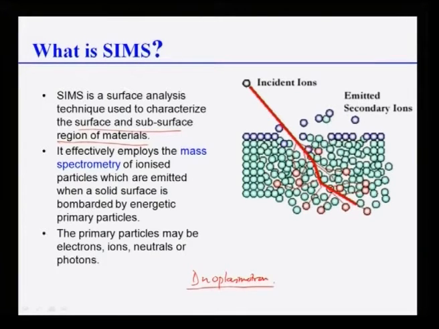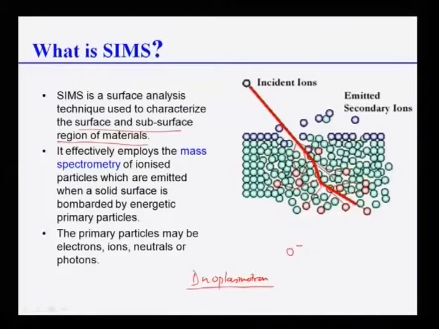It is the one which can create different ions, and it can create ions from different gases. Oxygen is commonly used in SIMS. Oxygen can come as O minus or O2 plus, or even O2 minus. You may be surprised: what are these?